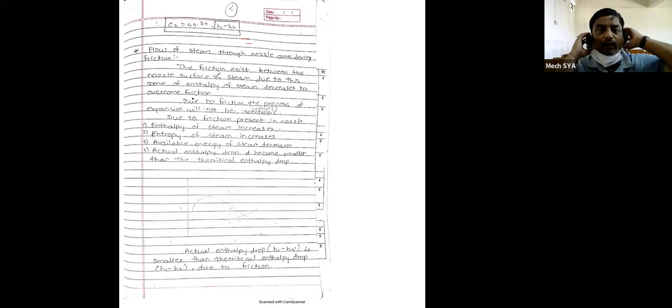Now, up till now, we are considering without friction, that is the ideal condition, the theoretical condition we were discussing. Now we'll discuss one condition, that is flow of steam through nozzle considering friction. Up till now we have not discussed friction because we have considered ideal isentropic drop or theoretical enthalpy drop. So write down now: flow of steam through nozzle considering friction.